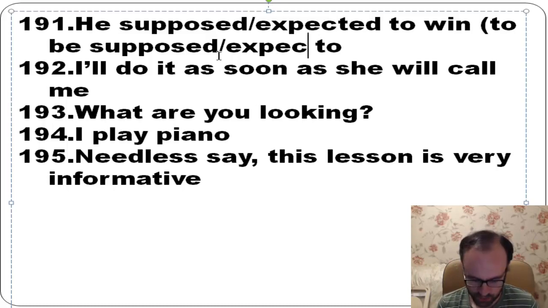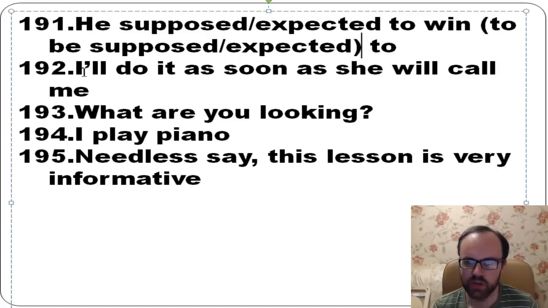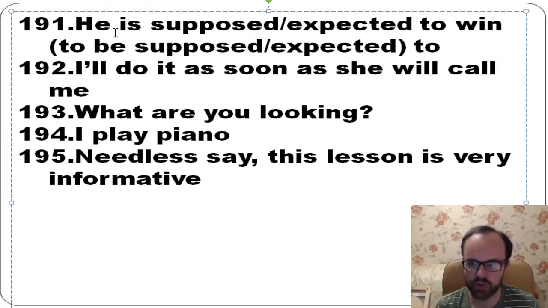So if you're talking about present, you need to use am, is, or are. So he is supposed to win. It means other people suppose that he will win. He is expected to win. Other people expect that he will win.